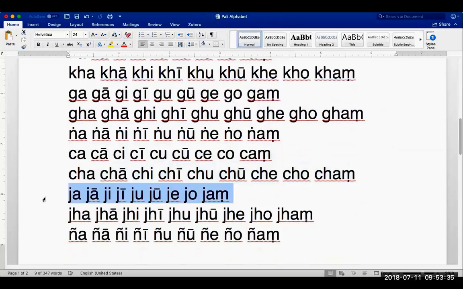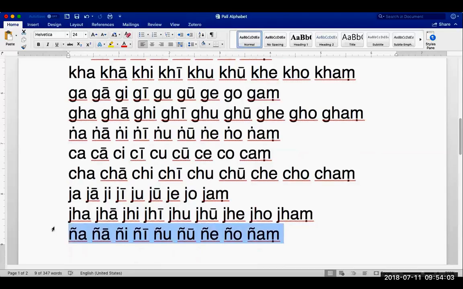Ja, ja, ji, ji, ju, ju, je, jo, jang. Nya, nya, nyi, nyi, nyu, nyu, nye, nyo, nyang.